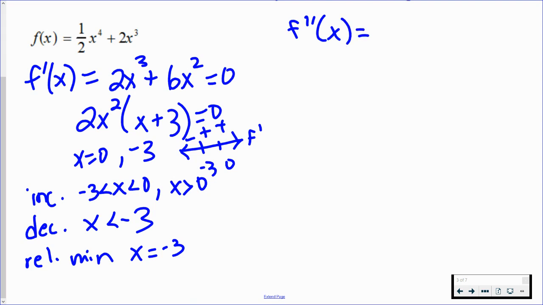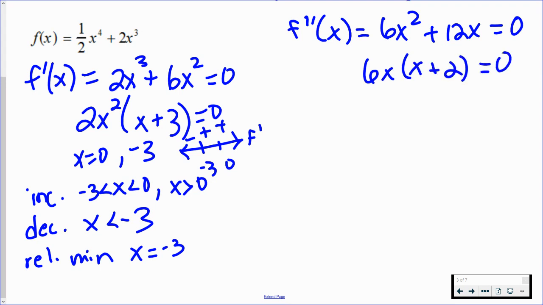Derivative of 2x cubed plus 6x squared is going to be 6x squared plus 12x. We want to set that equal to 0. We can take out a 6x, and that leaves x plus 2. So that gives us 0 and negative 2 as our numbers. Let's make a quick little number line.